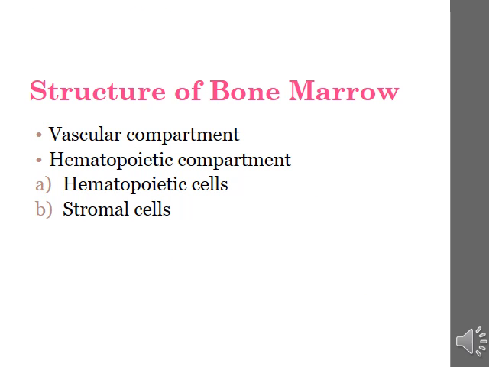Another important thing is the structure of bone marrow. If we discuss the structure of bone marrow, then there are two compartments: the vascular compartment and the hemopoietic compartment. The hemopoietic compartment is subdivided into the hematopoietic cells compartment, where hematopoietic cells exist, and the part where supporting cells or stromal cells exist.